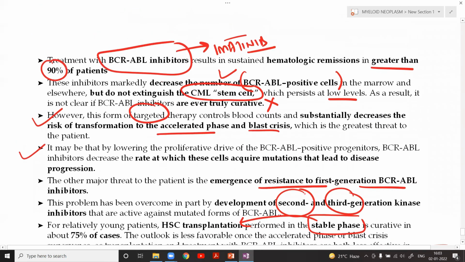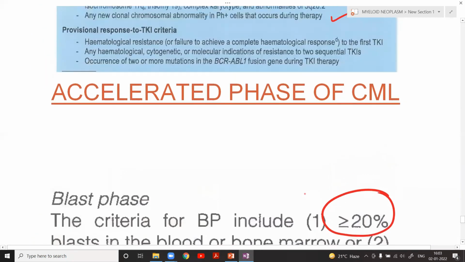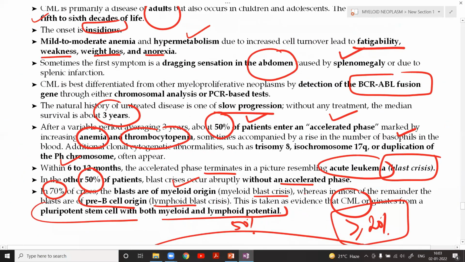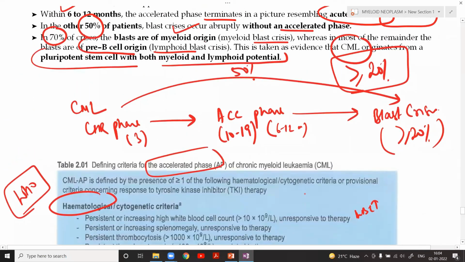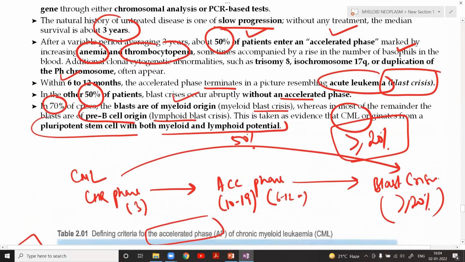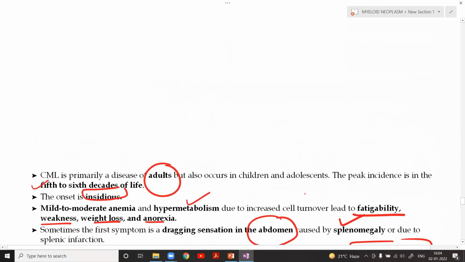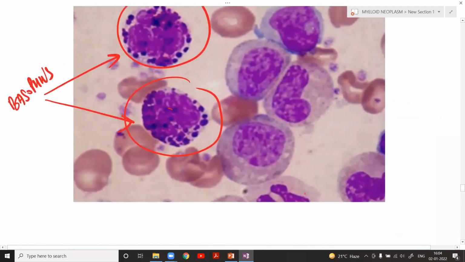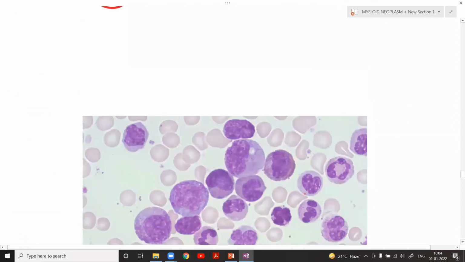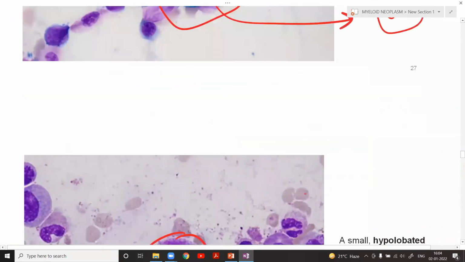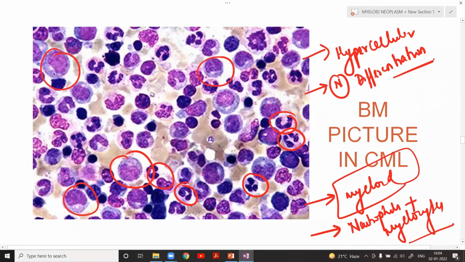So with this, I'm going to end this lecture. Do you all have any kind of doubt? I have discussed over here all the phases: the chronic phase, accelerated phase, blast phase, how to differentiate between the different phases, the clinical features of each, the morphological features, the peripheral blood findings, the bone marrow findings, and the pathogenesis of CML.